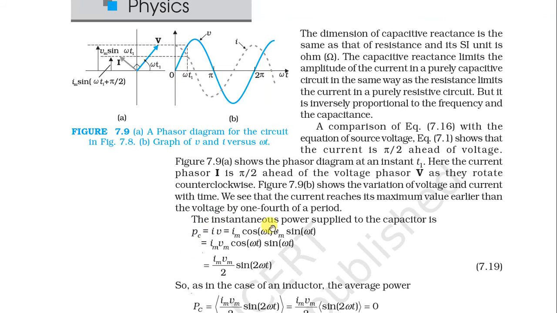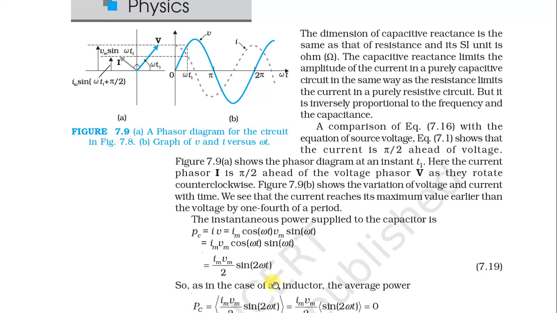The instantaneous power supplied to the capacitor is P. We know that P is equal to I into V, current multiplied by voltage. On that basis we get the power. So P is equal to I into V, with I equal to Im cos omega t and V equal to Vm sin omega t. Both are trigonometric functions, so we use the trigonometric formula: cos theta into sin theta is equal to sin 2 theta divided by 2. Here omega t is our theta, so we get sin 2 theta divided by 2.